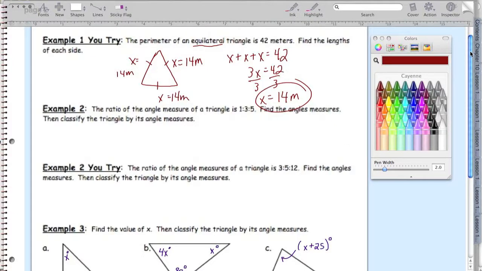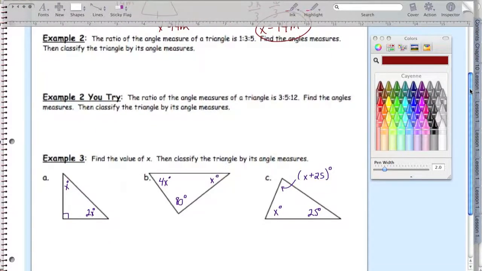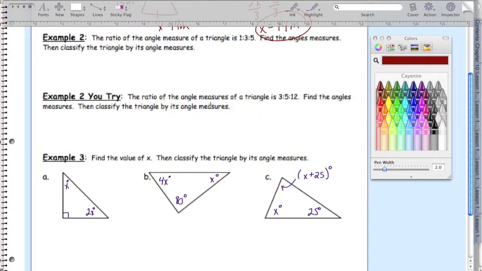Example 2, the ratio of the angle measures of a triangle is 1 to 3 to 5. Find the angle measures, then classify the triangle by its angle measures. Okay, so we're talking about angle measures here. Now we know that the total angle degrees in a triangle is 180.